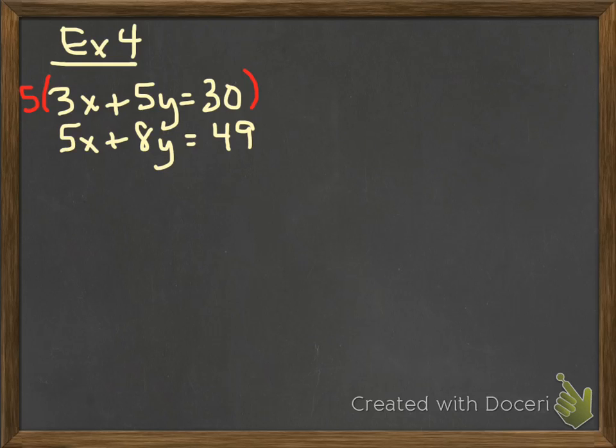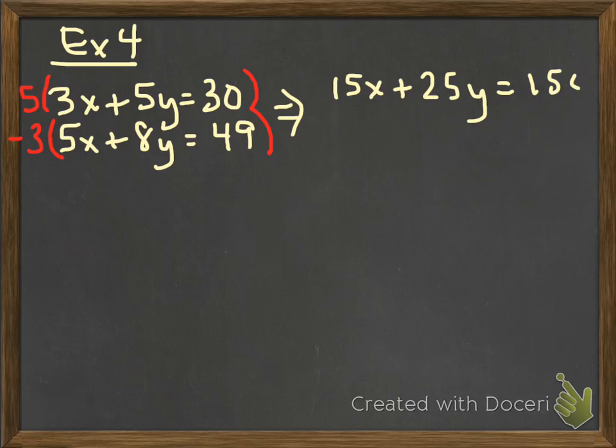And that gives me 15x. So the bottom, in order for it to be negative 15x, I have to multiply by negative 3. So this is 5 times 3x, which is 15x. This is negative 3 times 5x, that's negative 15x. So now my x's will cancel out. So we have 15x plus 25y equals 150. And we have negative 15x minus 24y equals negative 147.